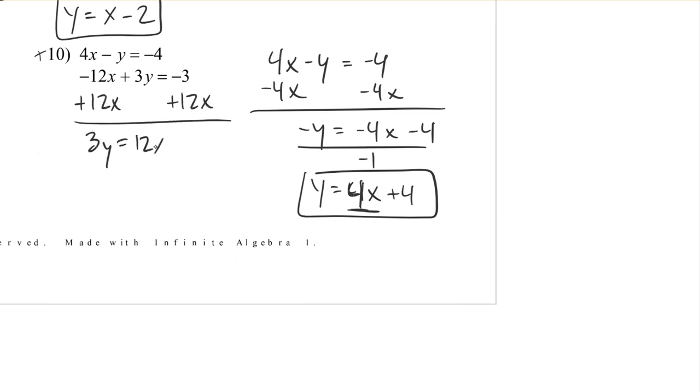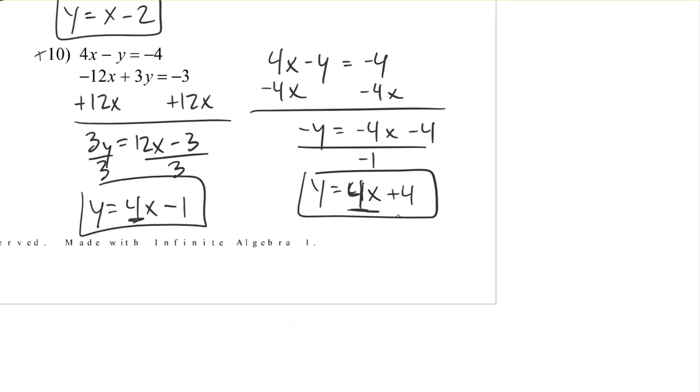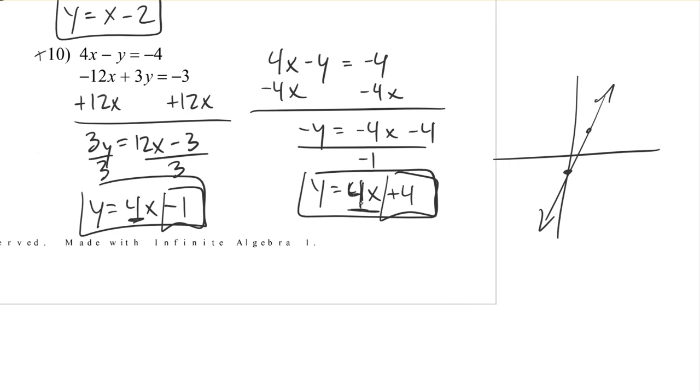3y equals 12x minus 3, divide by 3, y equals 4x minus 1. See how they have the same slope of 4? Slope is 4. This one has a y-intercept of negative 1. This one has a y-intercept of 4. So it would be negative 1, up 4 over 1, line like this. And the other equation has a y-intercept of 4, up 4 over 1. Parallel lines.